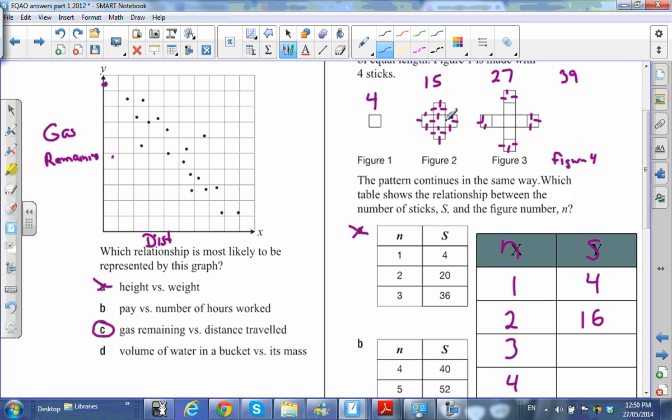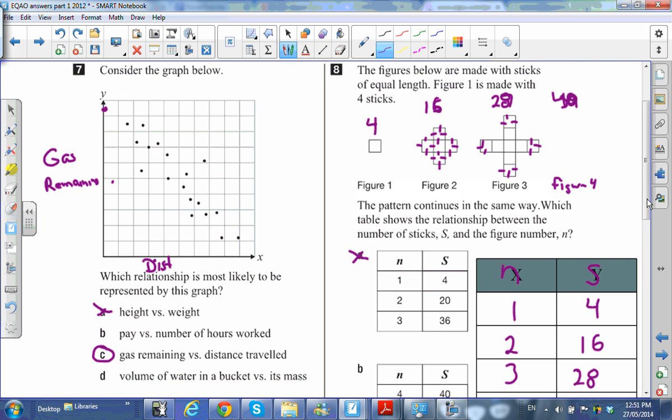Oh, did I count wrong? 1, 2, 3, 4, 8. Yeah, this second one should have been 16, which means this one was 28, which means this one was 40. Good thing we checked that, okay? So 16, 28, 40. So let's see if any of these are kind of matching up.